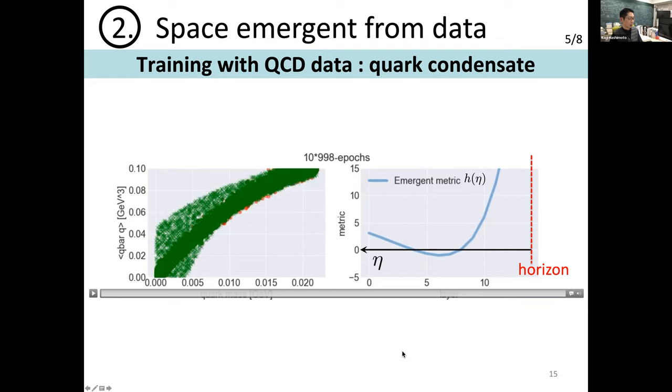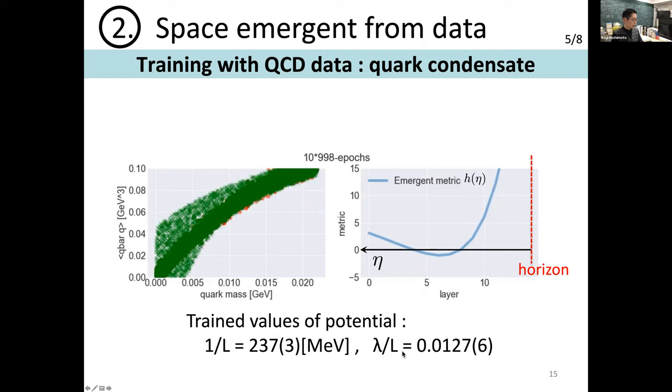And also, at the same time, I train the AdS radius and the scalar coupling constant. And this is the trained value of the potential and the AdS radius. So the AdS radius is found to be almost equal to the QCD scale, as I expected. But if you start with nothing, then it's difficult to find this kind of value, which can fit the QCD data very well. And also the phi-4 coupling constant turned out to be slightly positive. That is also consistent with a holographic model. So this is how we can find the emergent metric from chiral condensate data.